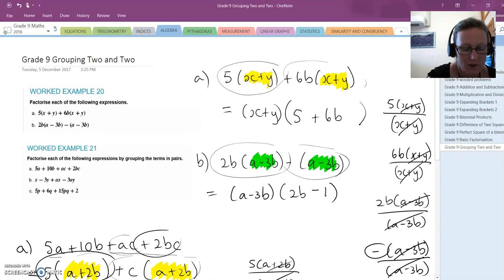So what this video has looked at is grouping 2 and 2. Remember, if an algebraic expression has 4 terms and no common factor is found in all 4 terms, it may be possible to group the terms in pairs and find a common factor in each pair.